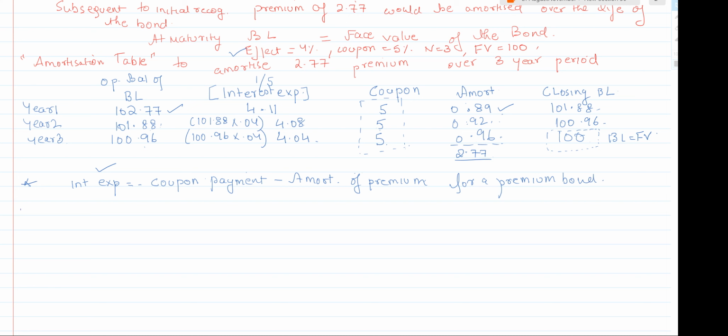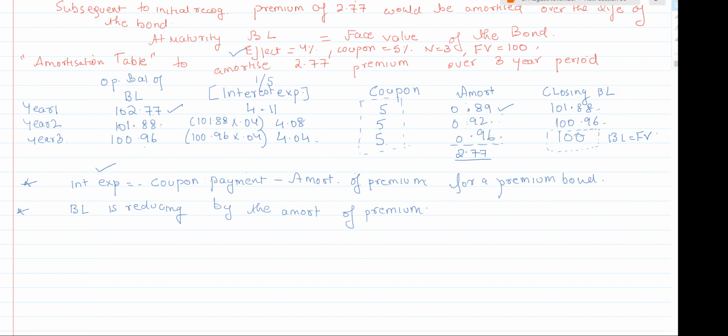Guys, similarly, we would see that every year the bond liability is also reducing by the amortization of premium. Guys, can you see this? The closing balance of bond liability in year 1 is 100.88, which is nothing but the opening balance of bond liability minus amortization of premium, right?